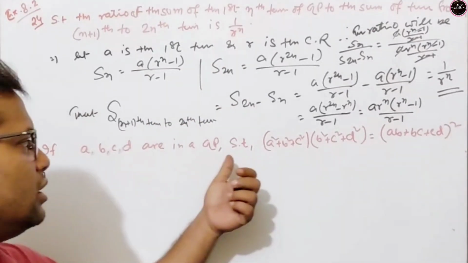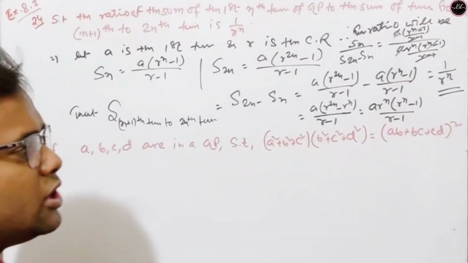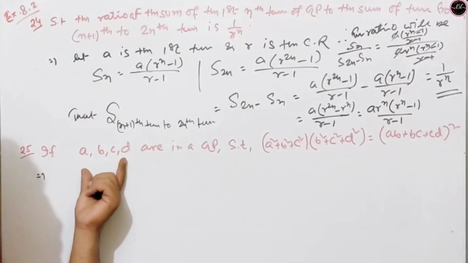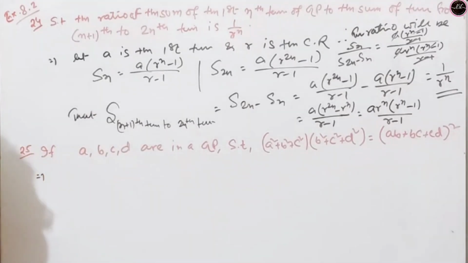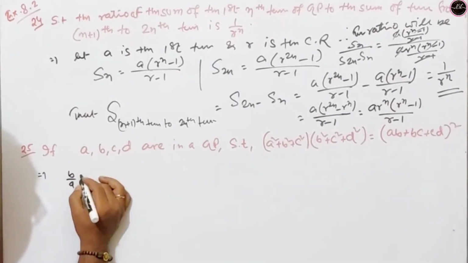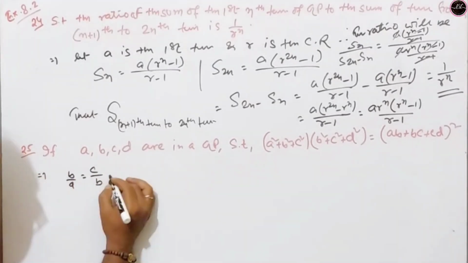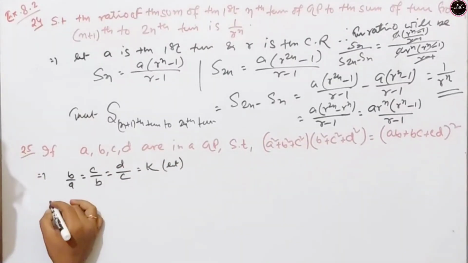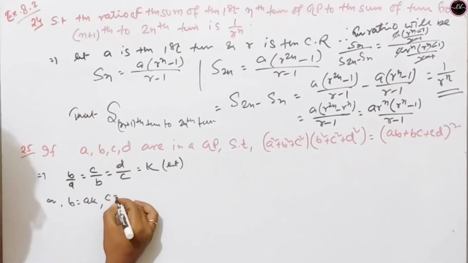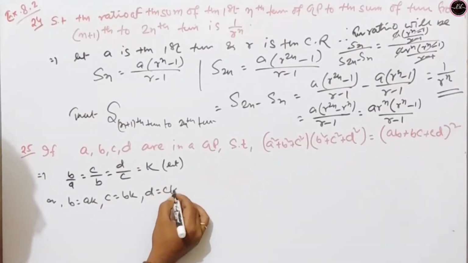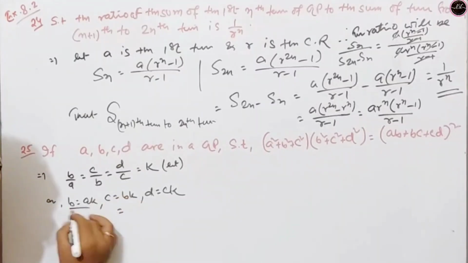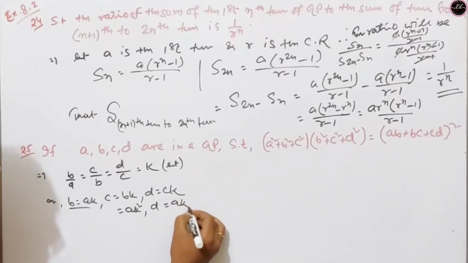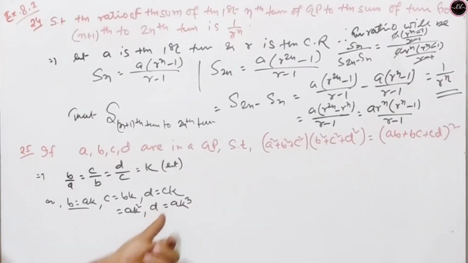Now look at this: A, B, C, D are in GP, so prove that (A square plus B square plus C square) into (B square plus C square plus D square) equals (AB plus BC plus CD) whole square. As A, B, C, D are in GP, we can write B by A, that is the common ratio, equals C by B equals D by C equals K, let. Or B equals AK, C equals BK, D equals CK. So B equals AK, C equals AK square, and D equals AK cube. So we get the B, C and D values.